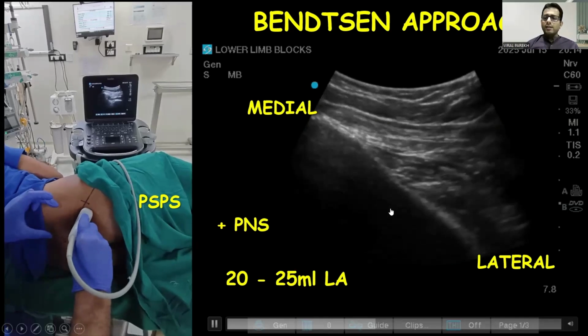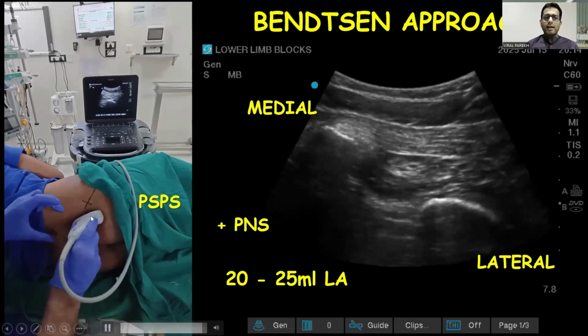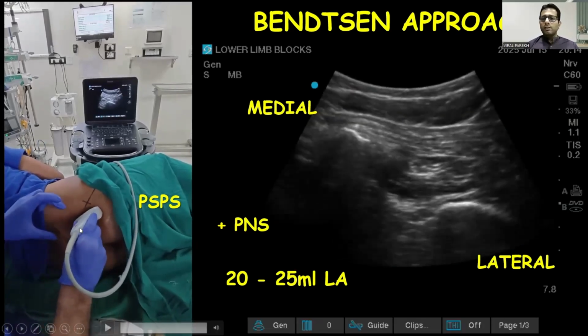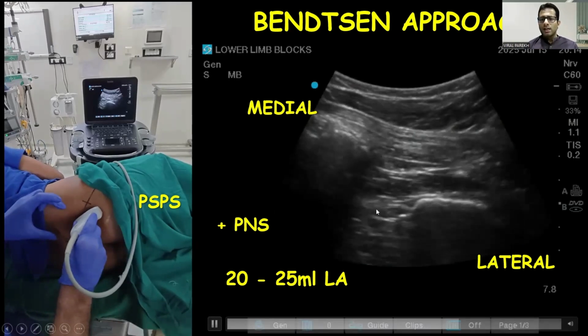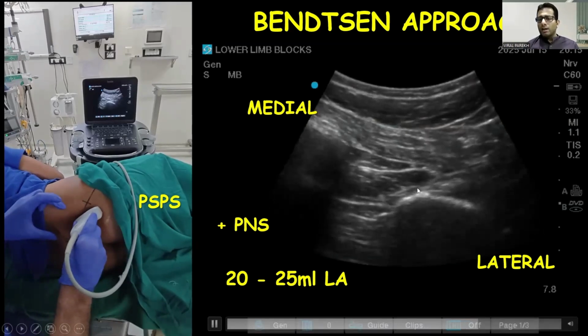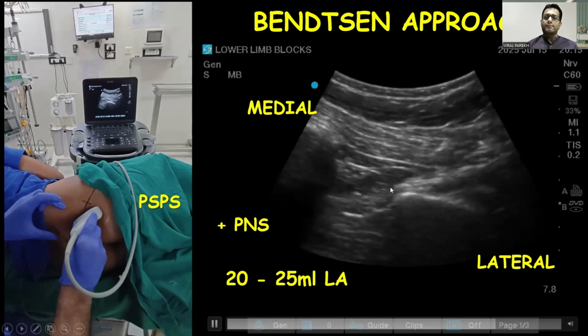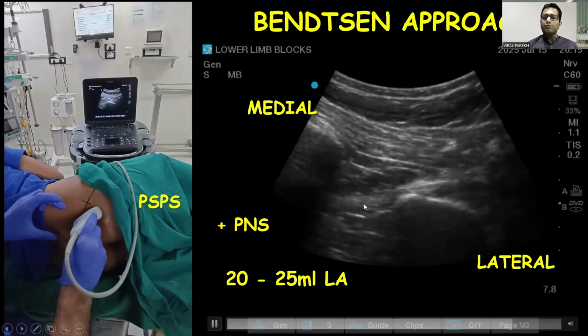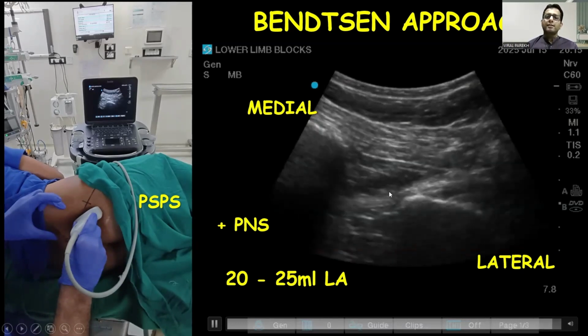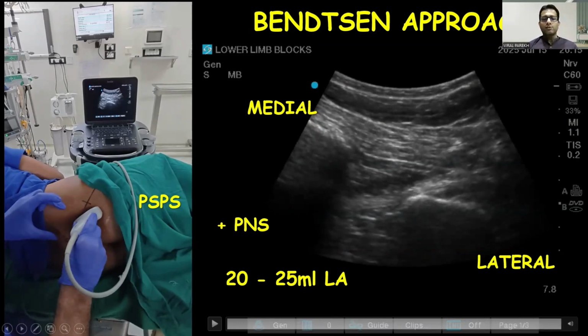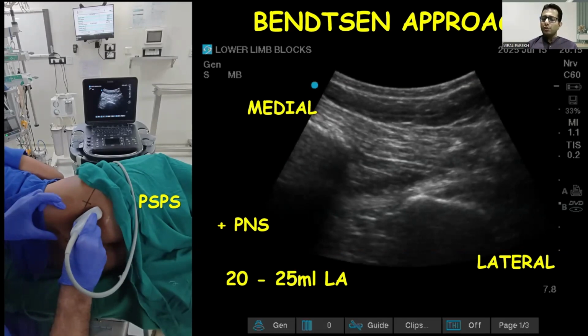Another thing about the Bentsen approach is that, as you can see, I am moving my transducer a little bit caudally, and here on the right side of the image, you can see the sacral plexus coming out in the longitudinal section. So in the Bentsen approach, we can see the sacral plexus coming out in the longitudinal view, whereas in Kar's approach, it is the transverse view. Along with the PNS, we need to deposit 20 to 25 ml of local anesthetic.